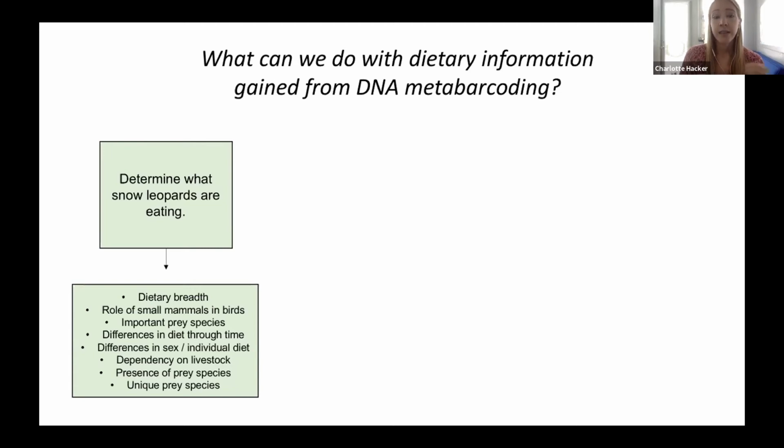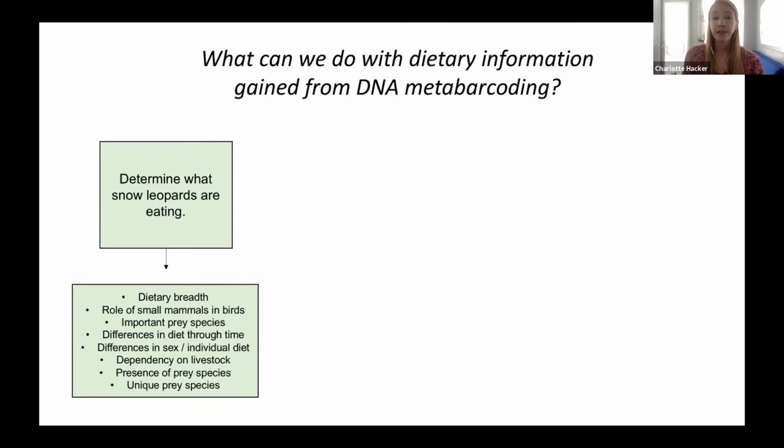You can also see the presence of prey species. So if you're getting a prey item in the diet, then that shows, or infers, that that prey item is present in that area. If you don't get it, it doesn't necessarily mean that that prey item's not there, right? You can miss certainly some of those prey items, but it does give you some sort of presence data.